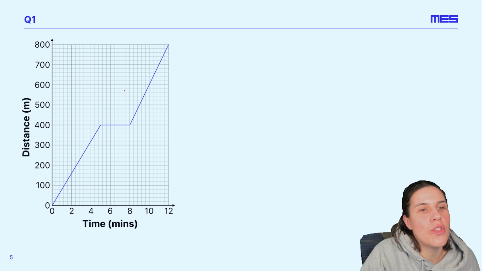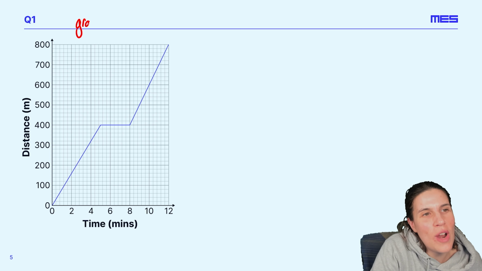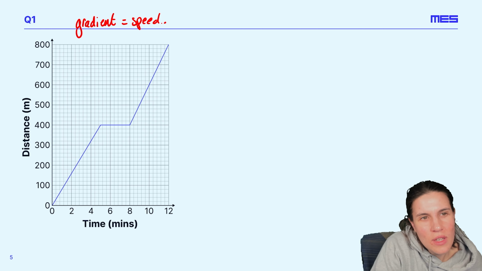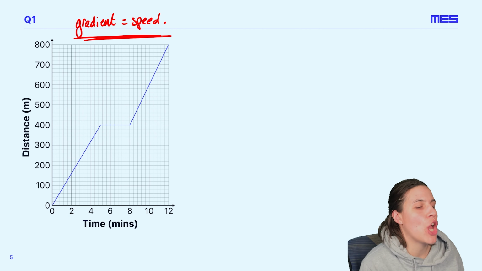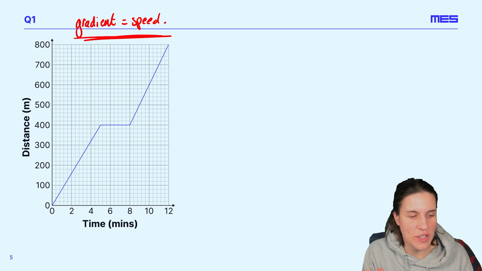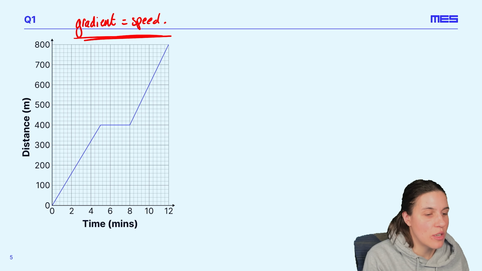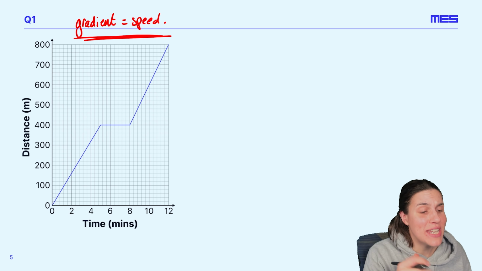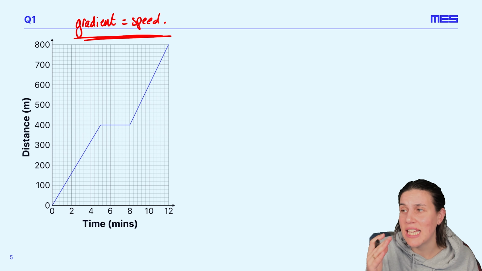Now we know that for a distance time graph, the gradient equals the speed. That's the key thing to know about a distance time graph. Steeper gradient, faster speed. Shallower gradient, smaller speed. And it means that if the line is flat, so the gradient is 0, the object is not moving.